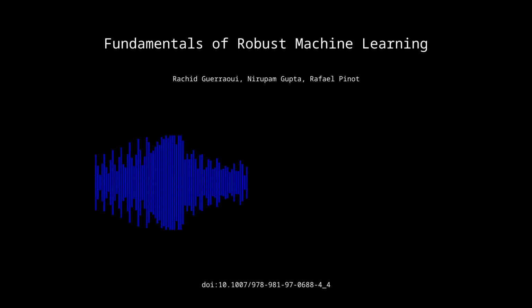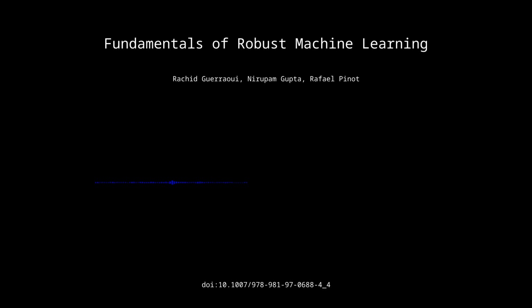Gotcha. Now, the book doesn't stop there. It also explores the concept of momentum and how that can be incorporated into distributed learning algorithms.